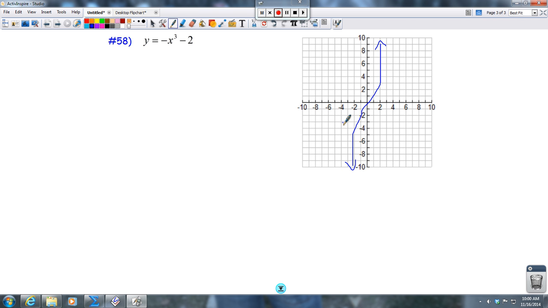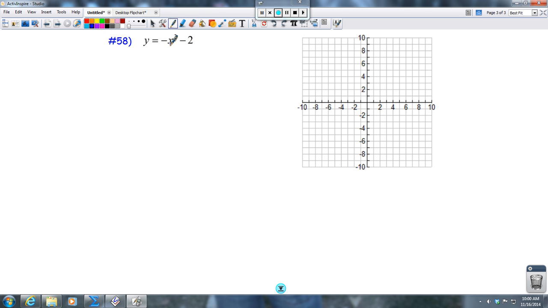Does the snake graph also pass the horizontal line test? And the answer is yes. It only strikes the graph once every time. So thinking of the parent being the snake graph, this graph is going to be a function. It does pass both the vertical and the horizontal line test. So what I'm going to do is take my eraser, go back over here to my graph, and erase this. And we're going to graph y equals negative x to the third power minus 2.